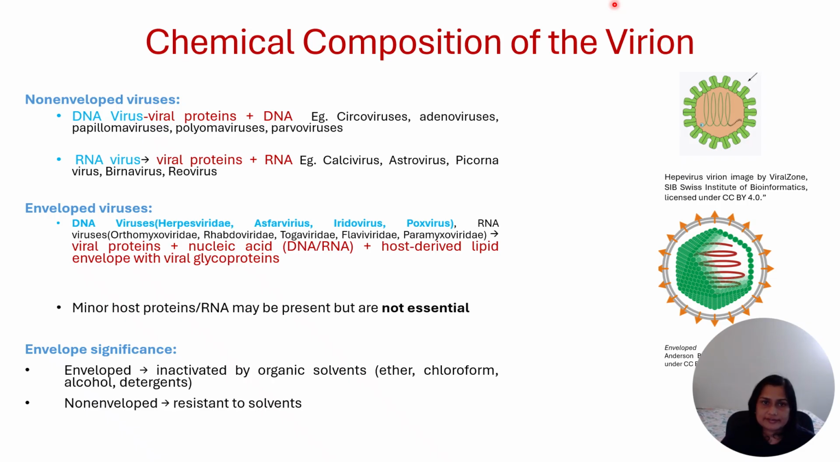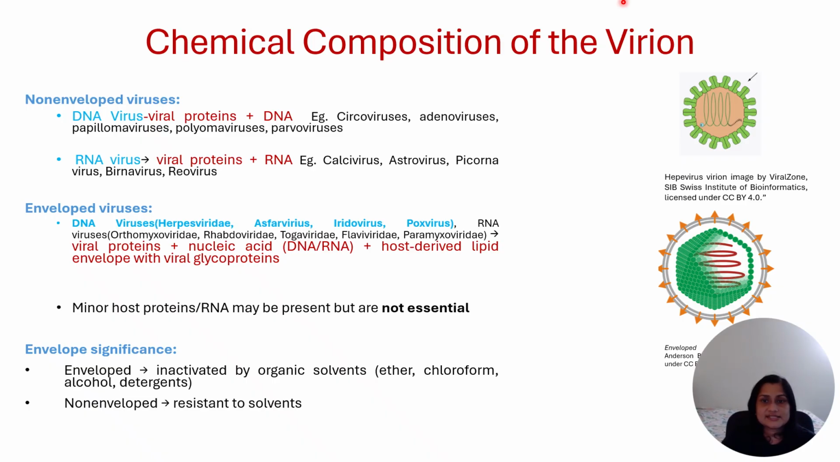Examples of the enveloped DNA viruses include herpes, asfar, irido, and pox. All the bigger viruses in the DNA group are enveloped. And the RNA viruses include orthomyxo, rhabdo, toga, flavi, and paramyxo. Sometimes minor host proteins or DNA may also be present, but they are not essential for the virus.